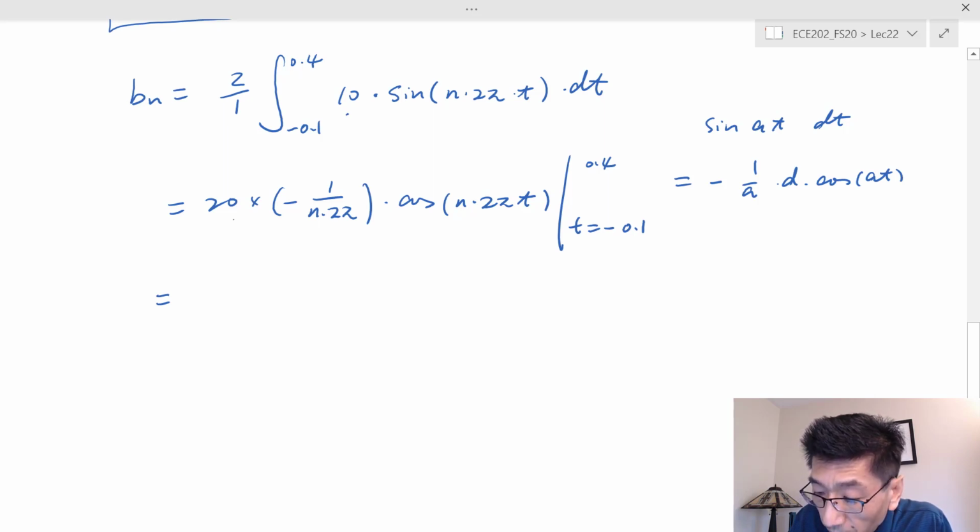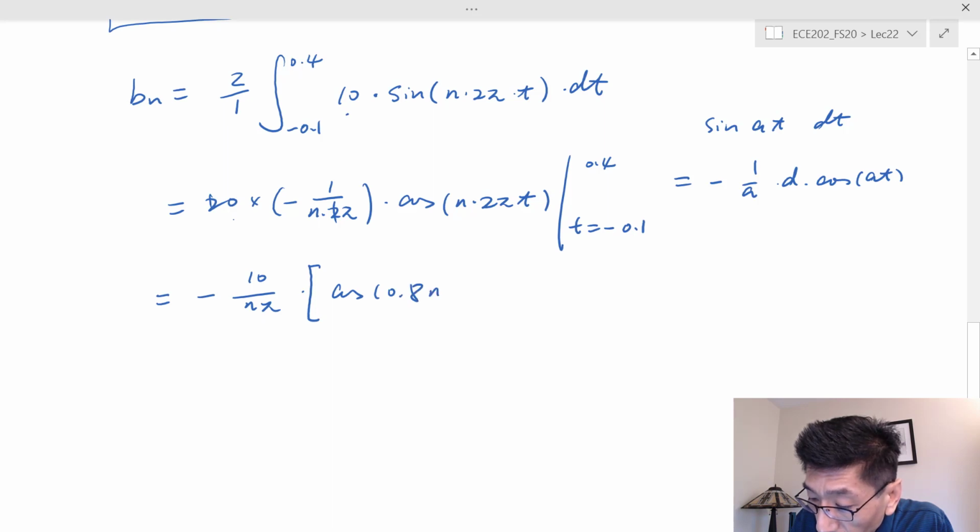We have a 10 over... let's see, cancel this 2 here. We have a negative 10 over n pi times cosine 0.8 n pi minus cosine 0.2 n pi.